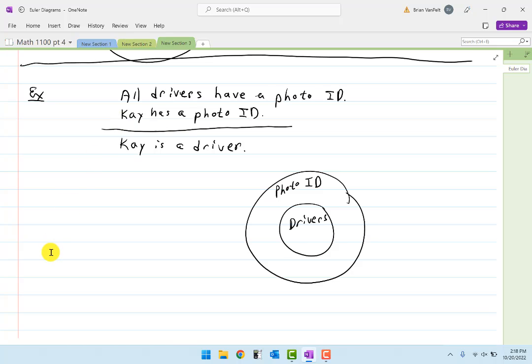Nothing is forcing K to be inside of the driver's spot. So X can equal K, and it's possible for X to be in the photo ID set, but X not to be in the set of drivers. So that means this argument is invalid.